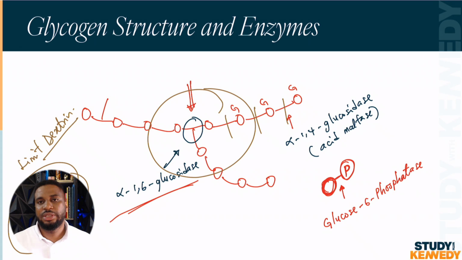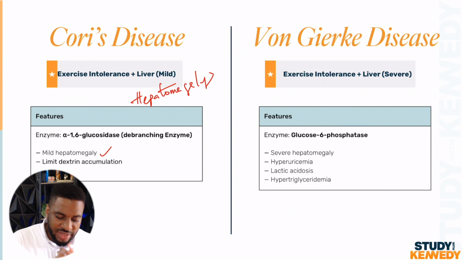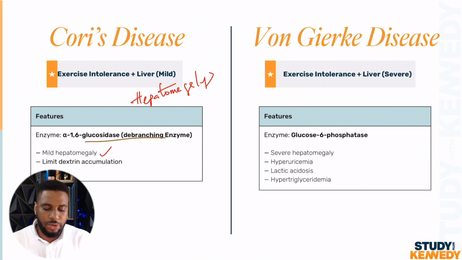That remnant is the limit dextrin. So in Cori's disease, where you have a deficiency in alpha-1,6 glucosidase, you have mild hepatomegaly and an accumulation of limit dextrin. So if I ask you what the presentation for Cori's disease is, I need you to tell me exercise intolerance plus mild hepatomegaly and limit dextrin accumulation, for example.